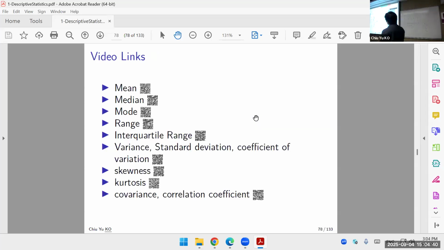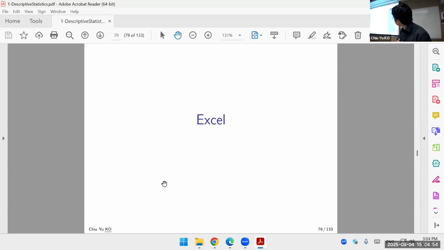So this, I know what's going on, but this has a QR code to the video if you want to read it again. I think I did it during the COVID time. But anyway, it doesn't really matter.